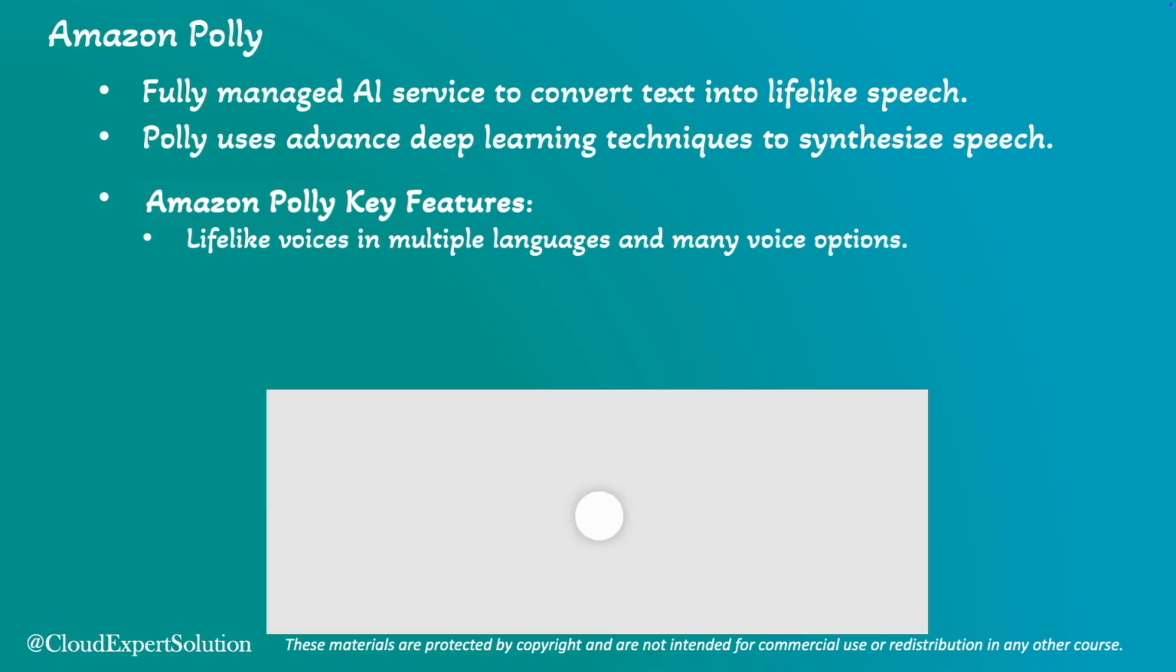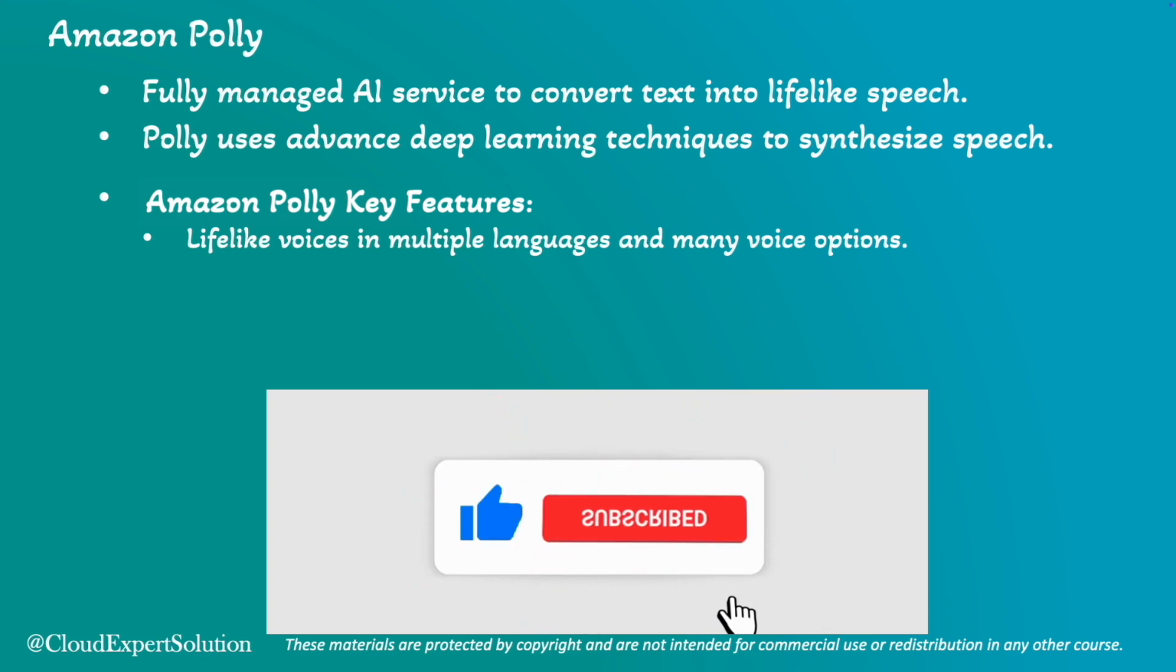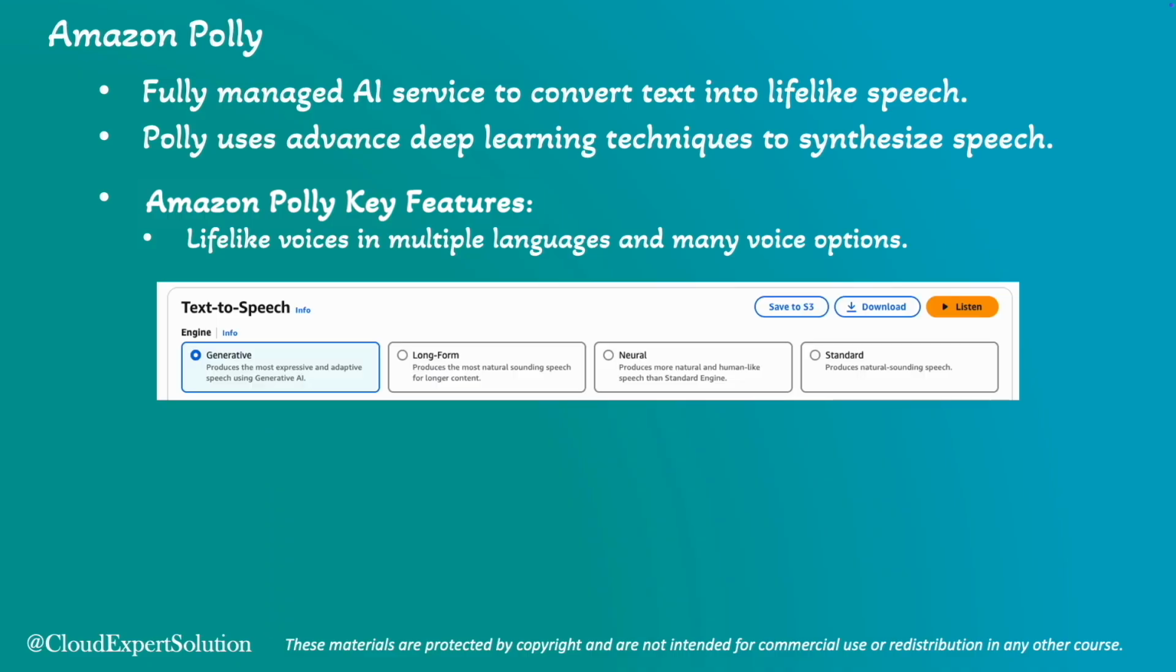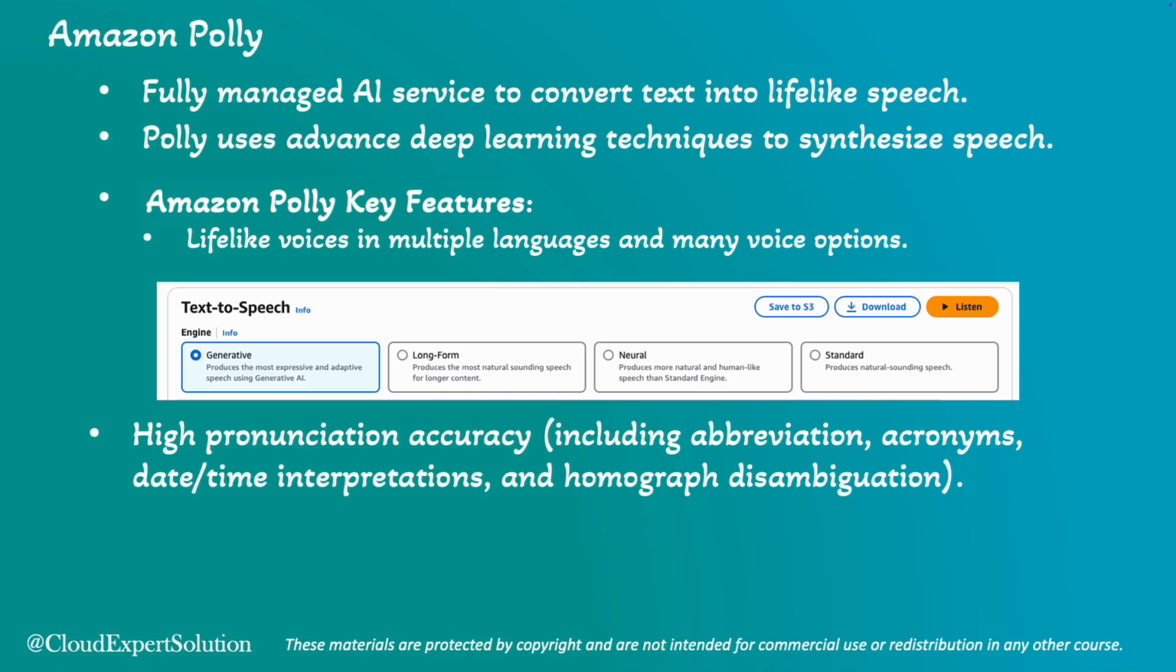To start with, lifelike voices. Amazon Polly offers a wide selection of voices in multiple languages, allowing you to choose the ideal voice for your application. You have an option to select between generative, long-form, neural, and standard text-to-speech options. Amazon Polly synthesizes natural speech with high pronunciation accuracy, including abbreviation and acronym expansions, date and time interpretations, and homograph disambiguations. Amazon Polly achieves fast response, which is ideal for low latency use cases such as dialogue systems.